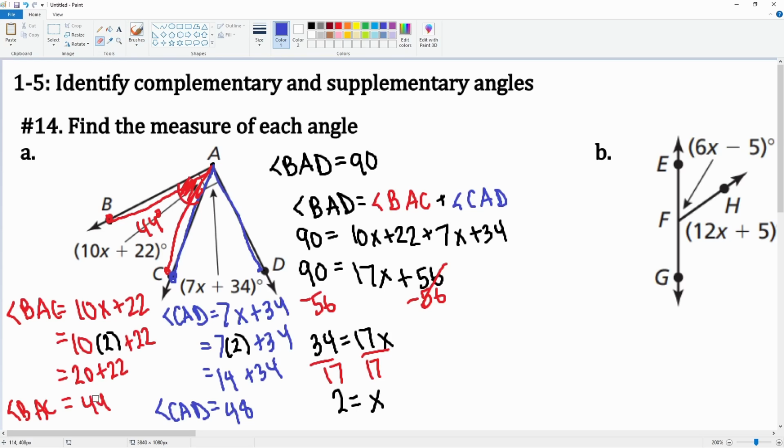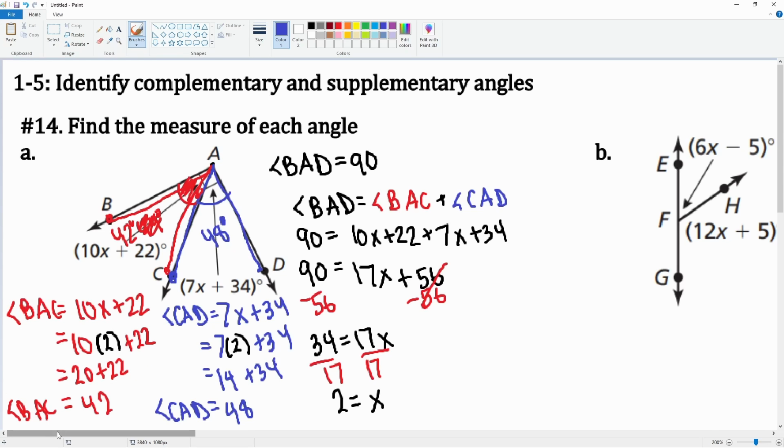So this is 20 plus 22, which is 42. Yeah, that's right. So this has to be 42 and this has to be 48. Perfect. Because if it was 44, this wouldn't add up to 90. So it makes sense. This is 42, this is 48. They add up to 90 now. That's how you can double check your work.